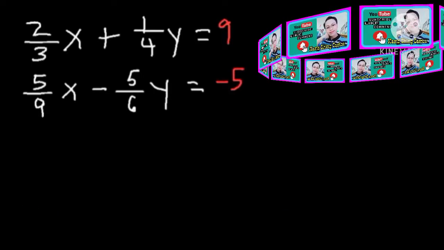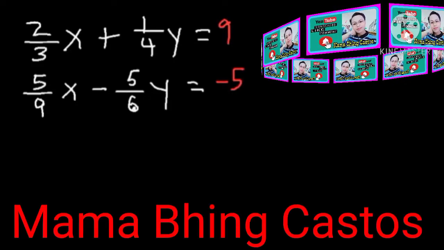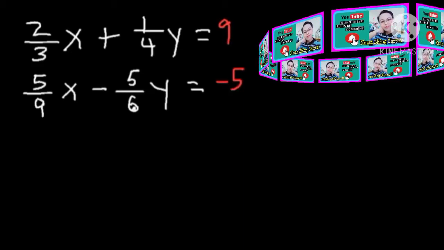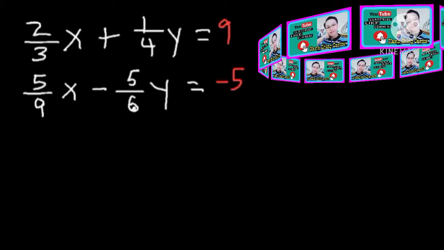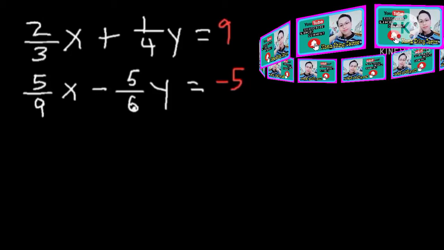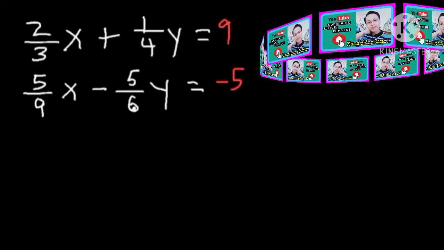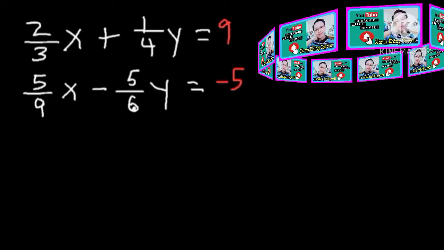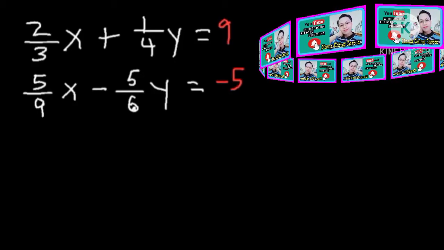Now what I would recommend doing is clearing away the fractions. You want to get rid of them. So let's look at the first equation. What is the common denominator between 3 and 4? The least common multiple of 3 and 4 is 12. If you use any other multiple, like 24 or 36, it will still work, but the least common multiple is the one that's easier to deal with.